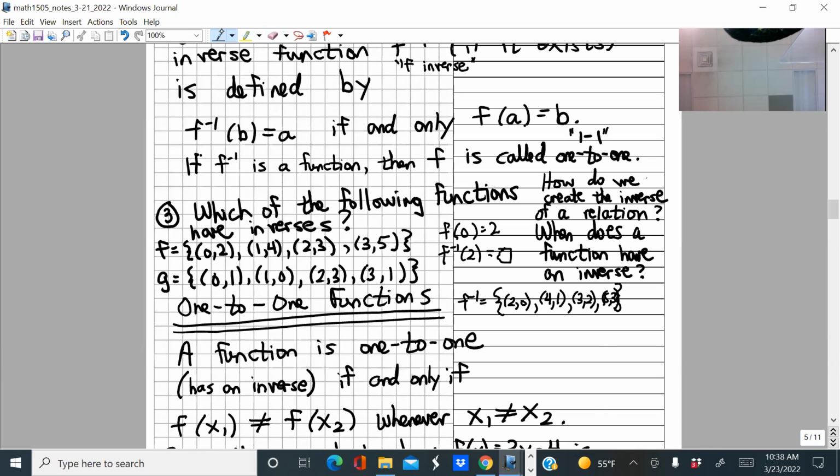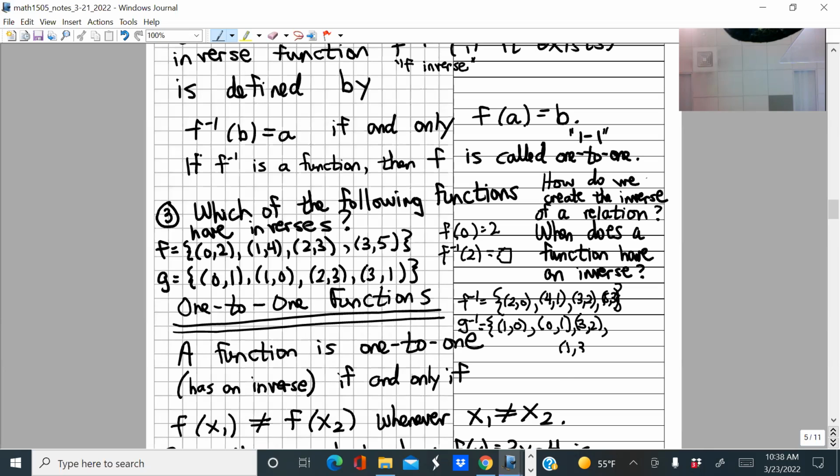Now let's see what happens with G. I included that example for some reason. So maybe when we try to compute G inverse, we'll come up with something that's not a function, right? Let's try writing down G inverse. So what does it look like? When you flip the ordered pairs, what do you get? 1 and 0 and 0 and 1. And then what else there? 3 and 2. And then what's the last one there?